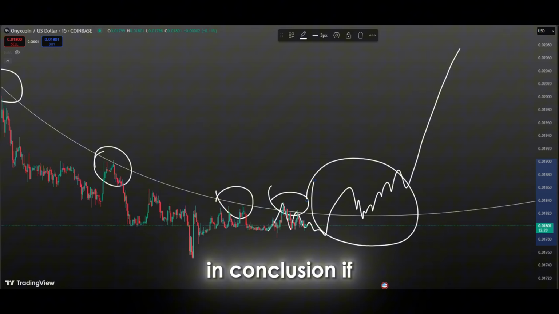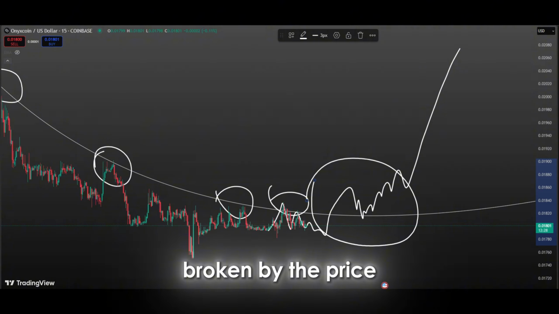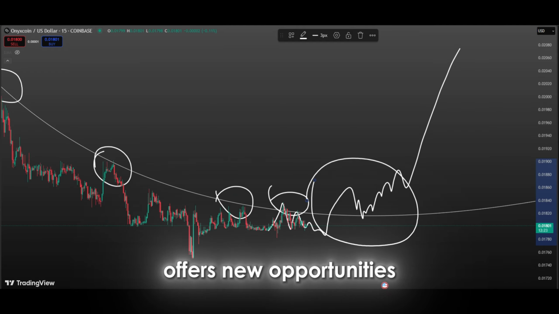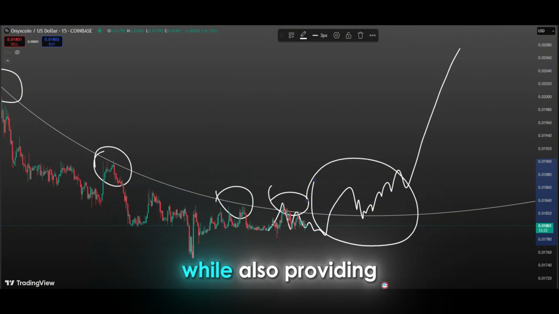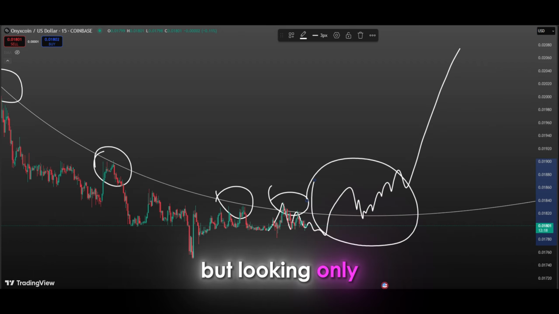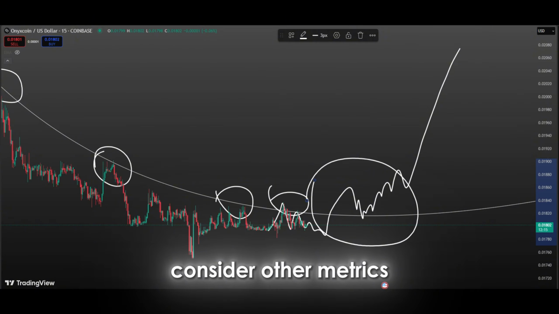In conclusion, if this curve is broken by the price, we may witness not just a short-term bounce, but the initial steps of a larger structural shift. The price behavior around this curve offers new opportunities for investors while also providing an excellent basis for strategic planning, so long as risk management is maintained. But looking only at the curve is not enough. We must also consider other metrics.